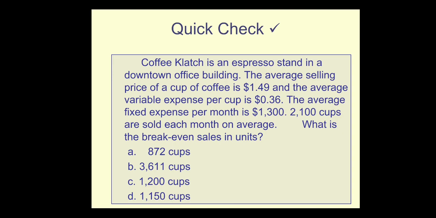Okay, see here the quick check or a sample question. Coffee Clutch is an espresso shop or coffee shop, and the average selling price of a cup of coffee is $1.49, and the average variable cost per cup of coffee is 36 cents. The average fixed expense per month is $1,300. 2,100 cups are sold each month on average.